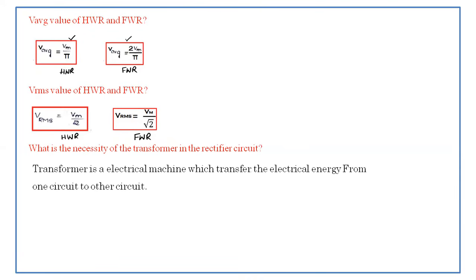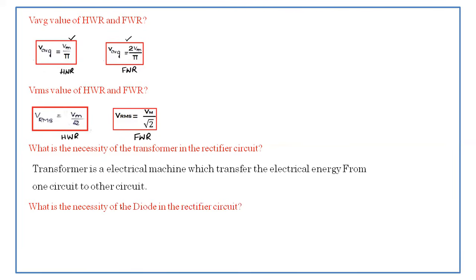If the secondary windings are fewer than the primary windings, it is called a step-down transformer. In the rectifier circuit, we use a step-down transformer to decrease the voltage because the DC levels are very low. That's why we have to decrease the voltage by using a step-down transformer. This is about the transformer in the rectifier circuit.